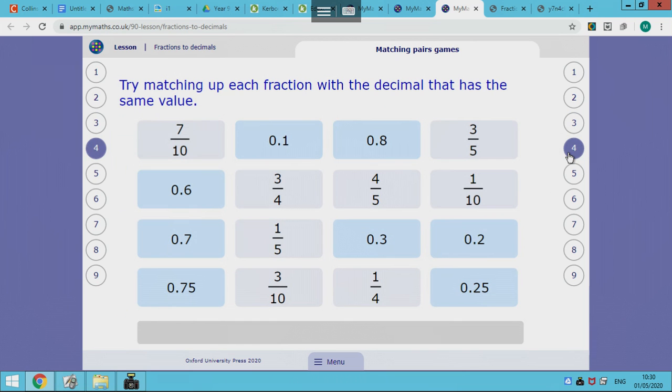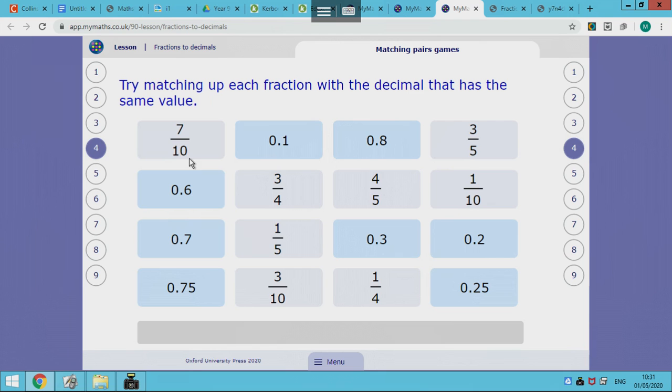Okay, so what I'd like you to do now is have a think about what each of these fractions would be if you are matching them up with the same value. So, let's have a look and see if we can match up the fractions to the decimals. Now, let's have a look at 7/10. Well, I know from my number line back there that that's got to be 0.7. And yes, there is a 0.7. So let's drag that and see if I can match that up. Are they going to drag?